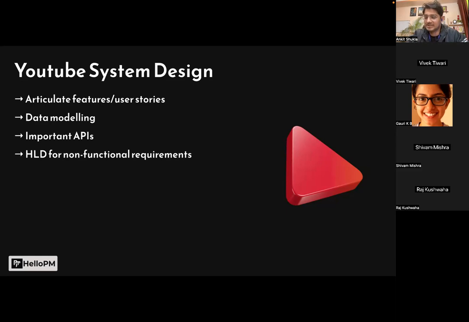So the first point is important for you as a product manager to know that yes, these are the features that we need to build. Second is data modeling, what the data schema at the backend should look like. We have discussed this in the initial sessions. Then important APIs that we have done in the last session, and then HLD for non-functional requirement that we have done today. So we are going to do all of these things so that it is a revision for everyone, and also we are going to understand how this thing actually works.